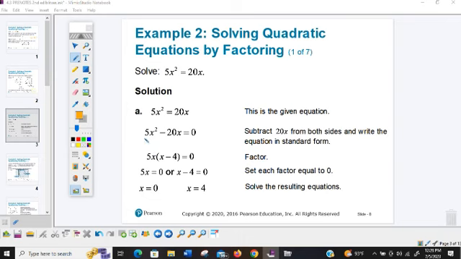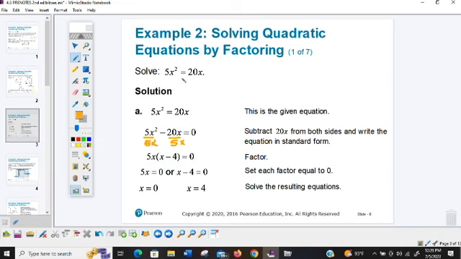Take out a 5x, which means you're dividing both terms by 5x. You end up with 5x on the outside; this reduces to x, and this reduces to negative 4. So now we have 5x times x minus 4 equals 0. Set both of those equal to 0. Here when you divide by 5, x is equal to 0. Here when you add 4 to both sides, x is equal to 4. So we have two solutions, 0 and 4.